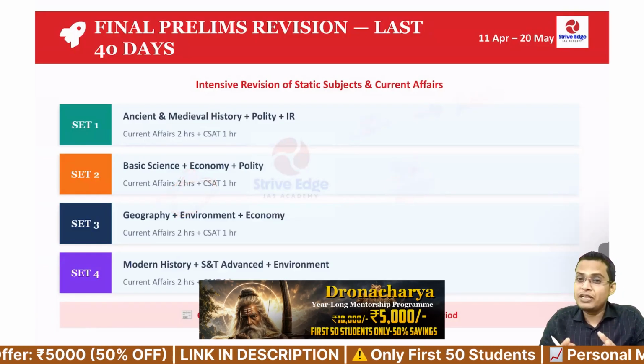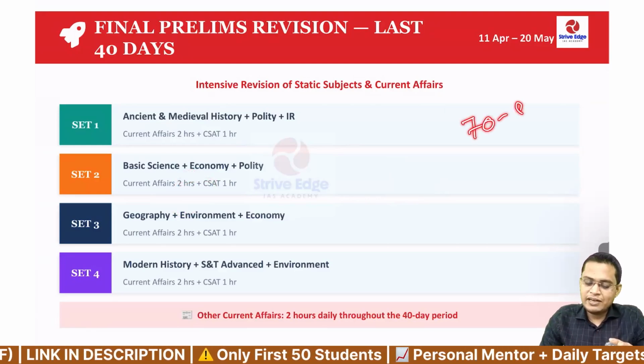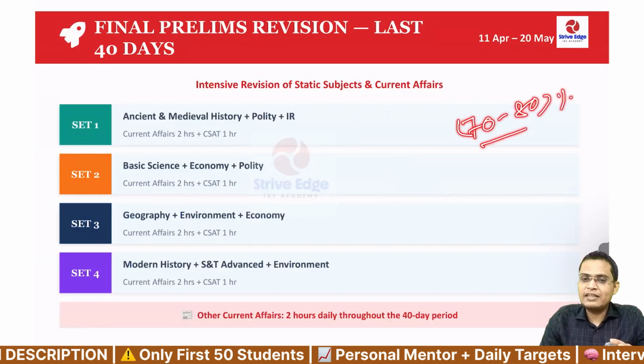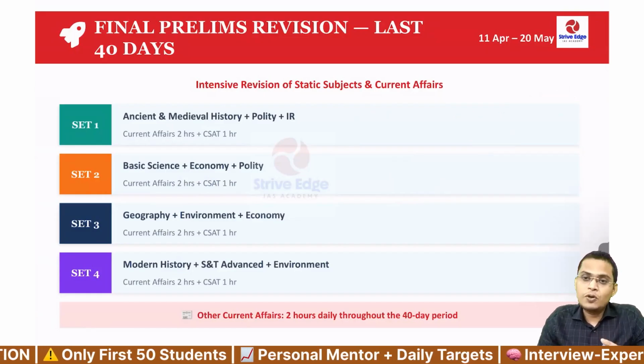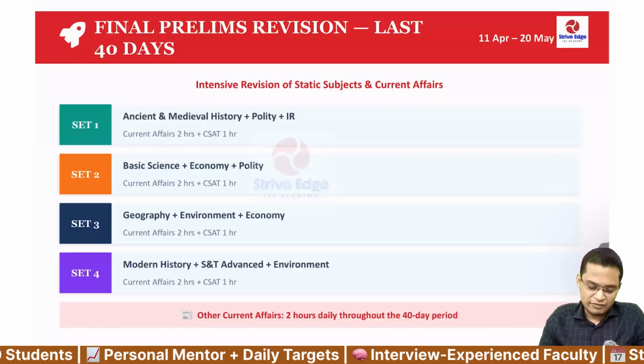So just imagine if you are doing 3 times revision, and if you are just following 70 to 80% efficiency, there is 100% guarantee that you will clear this prelims. So the thing is that people are not getting the proper guidance. That is the problem they are facing.